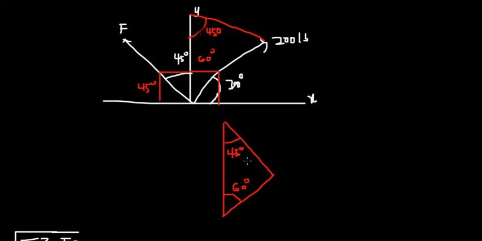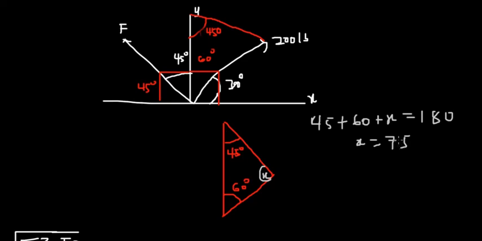The sum of the angles within this triangle must sum up to 180 degrees, okay? So we have 45 degrees plus 60 degrees plus a specific angle, let's say X. They all must sum up to 180. So once we compute this, X will be around 70 something. 45, 60, yes, this will be 75 degrees. You can also use your calculator to verify. So we have 45 plus 60 plus X equal to 180. Yes, so we have 75 degrees. So this angle is 75 degrees.